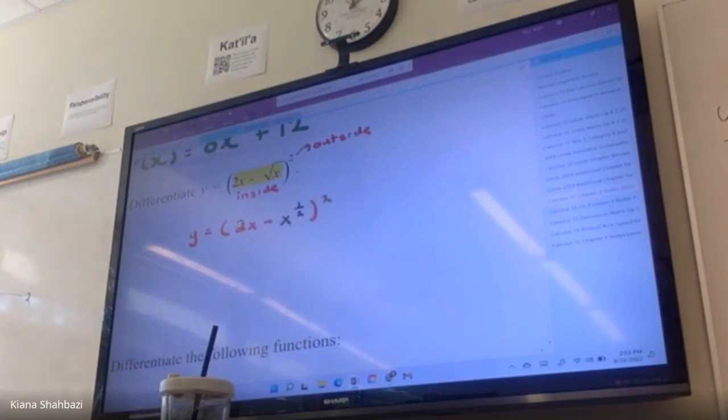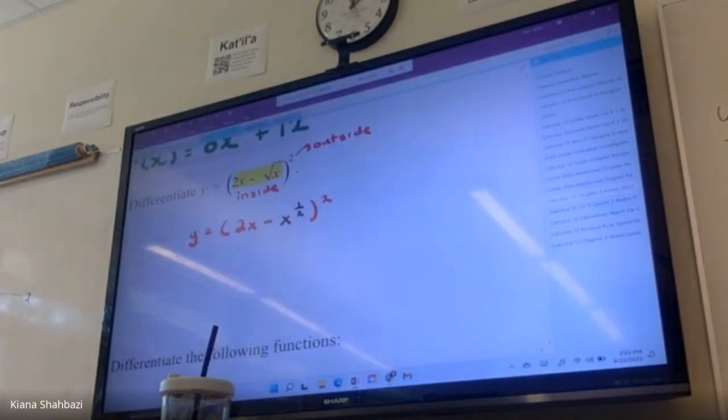Is that fair how we changed the radical to a power? Yep. All right, so we haven't applied the chain rule yet. We're just changing that radical to a power, right? And go ahead. How do I apply the chain rule now when we have a question like this?